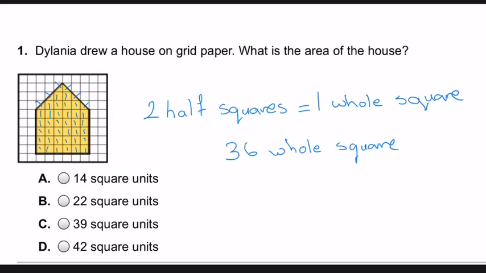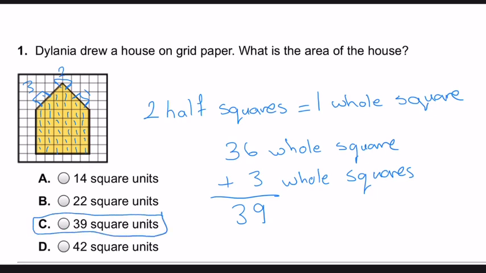So each 2 halves is 1 whole. Let's count them by 2. 1, 2, that's 1. 1, 2, that's 2 squares. And finally 1, 2, that's the third square. So we have 6 halves, which means 3 whole squares. So now 36 plus 3 is 39. So the area of this figure, or this house, is 39 square units.